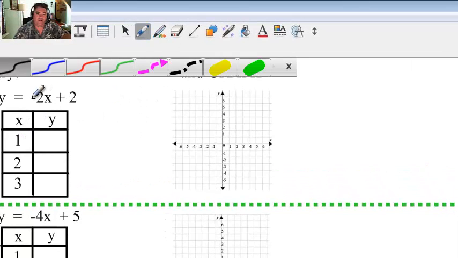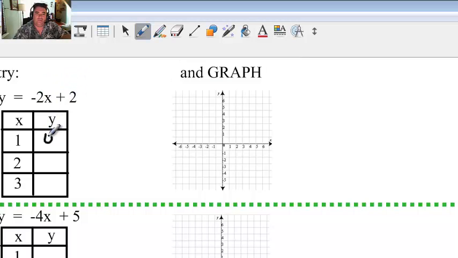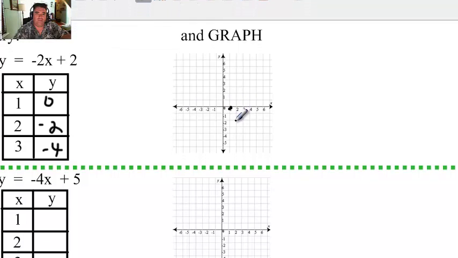Put in a 1 here. Negative 2 times 1 is negative 2. Plus 2 is 0. 2 times negative 2 is negative 4. Plus 2 is negative 2. And 3 times negative 2 is negative 6. Plus 2 is negative 4. So 1, 0. So 1 over, it's 0. Then 2, negative 2.